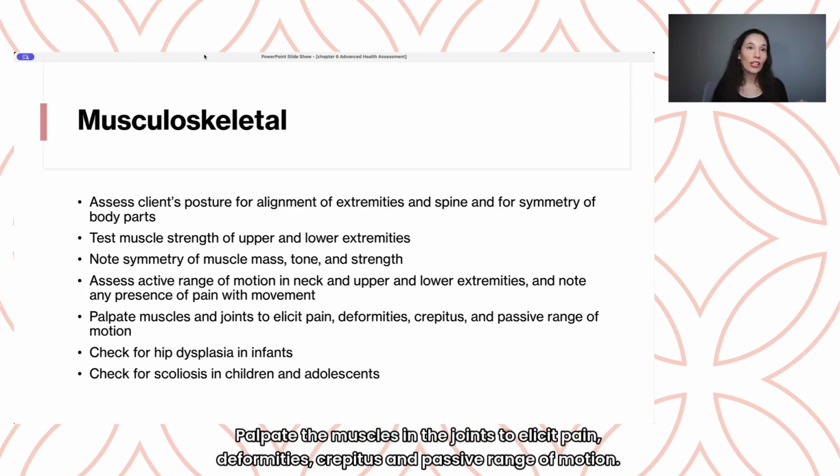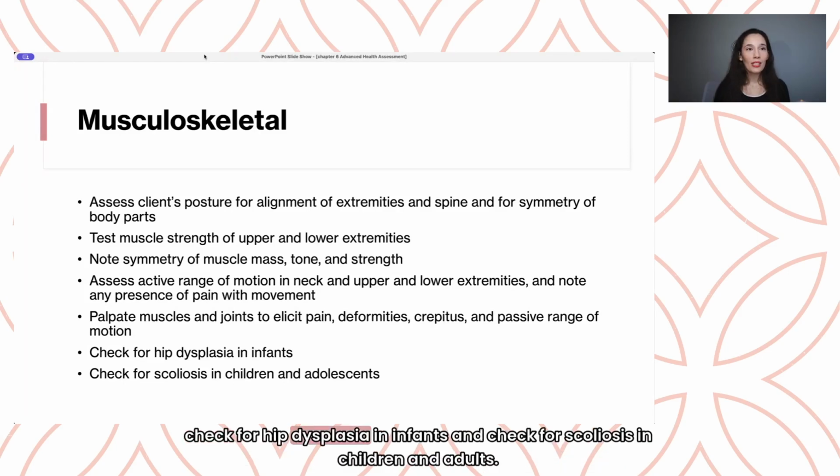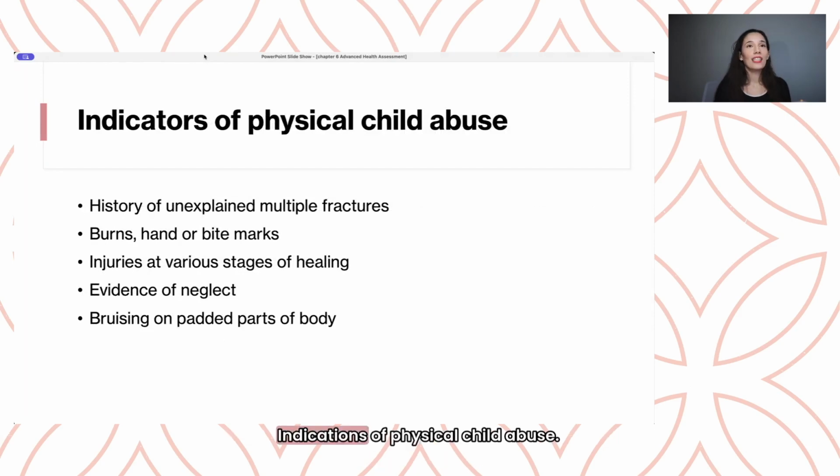Palpate the muscles and joints to elicit pain, deformities, crepitus, and passive range of motion. Check for hip dysplasia in infants and check for scoliosis in children and adults. Indications of physical child abuse.